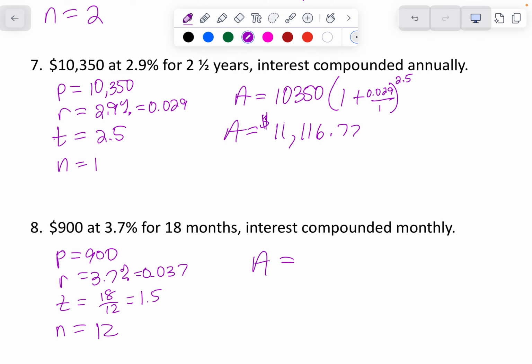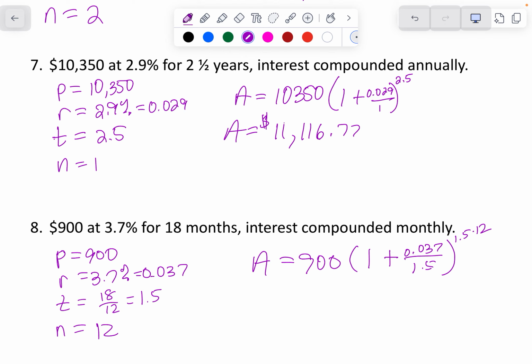Now it is using our formula. So we have 900 times 1 plus 0.037 divided by... and then our power is 1.5 times 12. 1.5 times 12, it's kind of interesting. We'll jump back to 18 again. So the 18 number pops up, and the reason that happens is that number is reflecting how many times total we've gotten interest. So if it's monthly and it's 18 months, would it be 1.5 or 12?